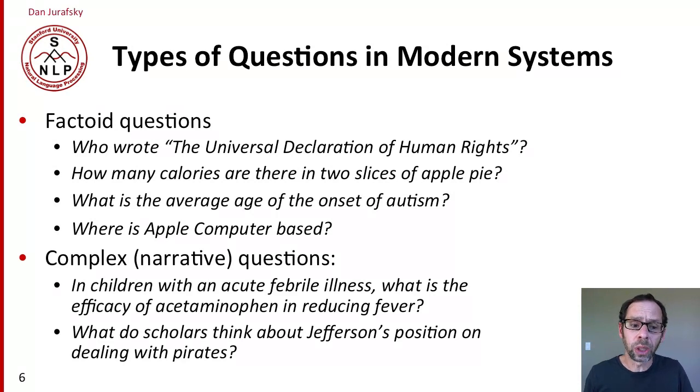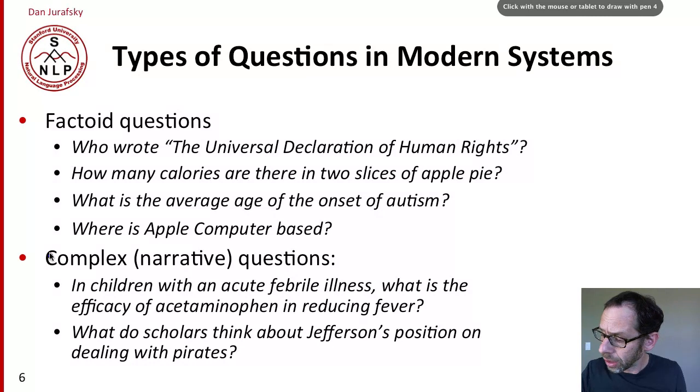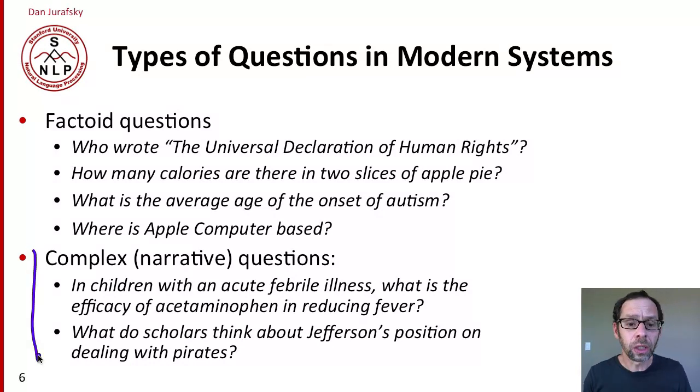Modern systems also deal with complex or narrative questions. So in children with an acute febrile illness, what is the efficacy of acetaminophen in reducing fever? Or what do scholars think about Jefferson's position on dealing with pirates? So these complex questions are generally answered more in research systems, whereas factoid question answering is a widely used commercial application.